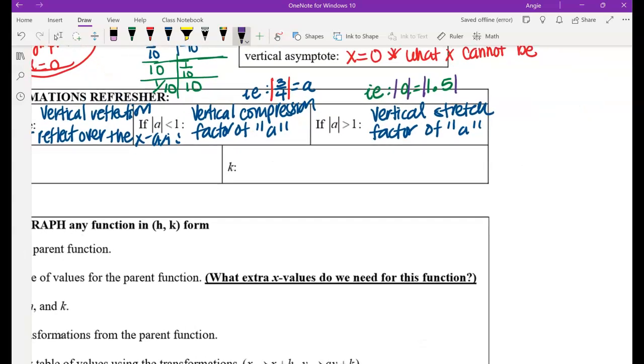Now, we want to talk about another one. A equals, let's say, negative 5. Absolute value of A, students, in this case, the absolute value of negative 5 is 5. So this is still a vertical stretch factor of 5. Now, the negative here will have two transformations: a reflection over the x-axis and a vertical stretch factor of 5.